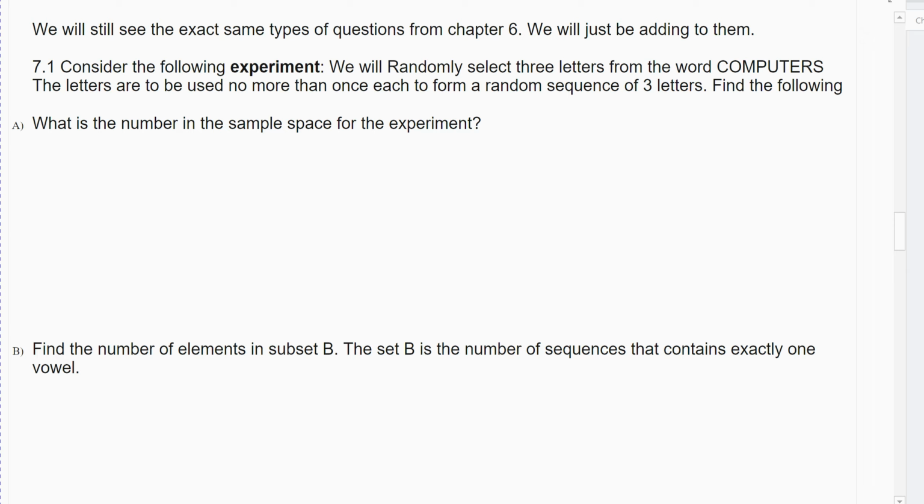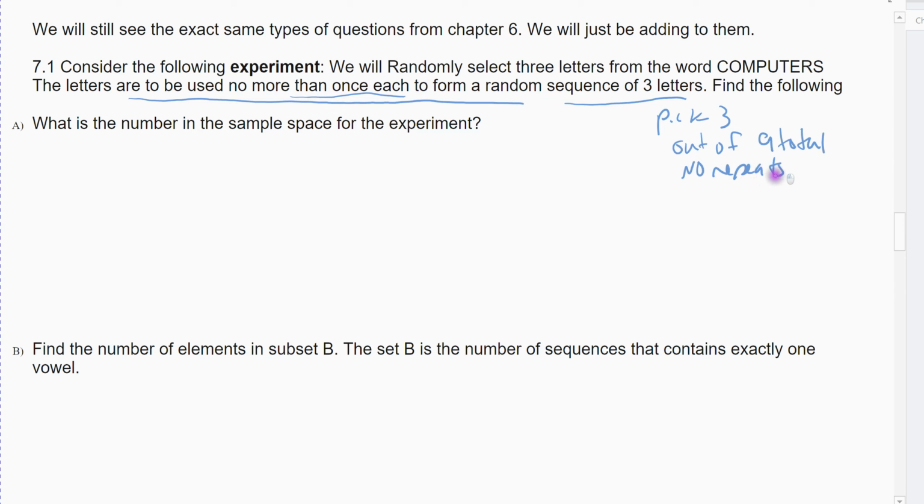Alright, so the first one, there's that word computers again. We'll randomly select 3 letters. So we want a sequence of 3 letters from the letters in the word computers to be used no more than once each to form a sequence of 3 letters. So I'm going to pick 3 out of 9 total different letters, or if you count them, there are 9 total different letters in the word computers. No more than once each means no repeats. Sequence means order is important.